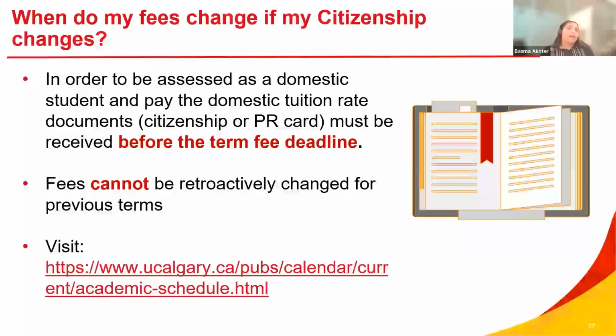For your residency status, the biggest thing to know is that we cannot make any changes to your residency status past the term fee deadline. This becomes really critical once you're being granted, for instance, the permanent resident status and there's a change in your tuition assessment. If you give us the documentation after the semester's fee payment deadline, you wouldn't be able to change your fee assessment for that term. So your fees cannot be retroactively changed for previous terms. I've linked our calendar policy here in case you wanted to review that information. But yeah, basically that's the biggest piece to know about your citizenship changes.